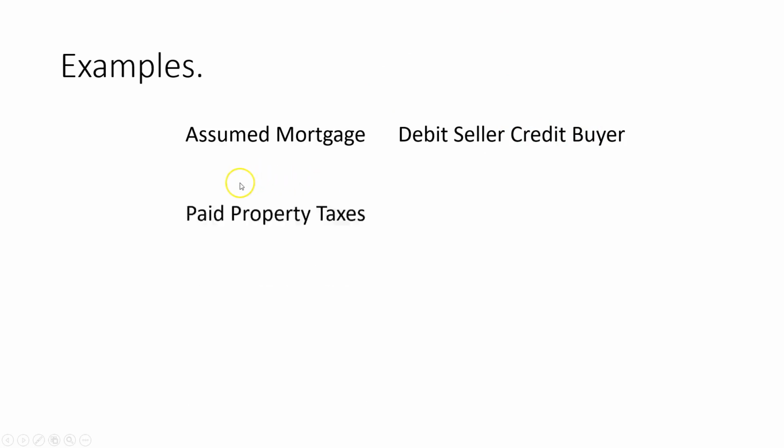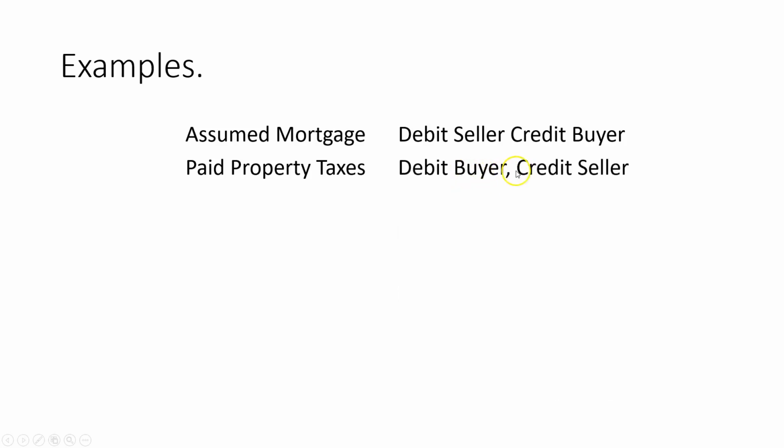Okay, let's assume mortgage. Let's assume that the buyer is taking over the seller's mortgage. Therefore, instead of the seller having to pay off the mortgage himself, he's going to give it to the buyer. Therefore, it's going to be debit the seller, credit the buyer. We've got paid property taxes. That means the seller has prepaid the property taxes, and the buyer is going to be living in the home for the rest of the year. It's probably going to be after November the 1st, the closing. And they're going to have to give back a little bit because he won't have to be paying any taxes. Debit the buyer, credit the seller.